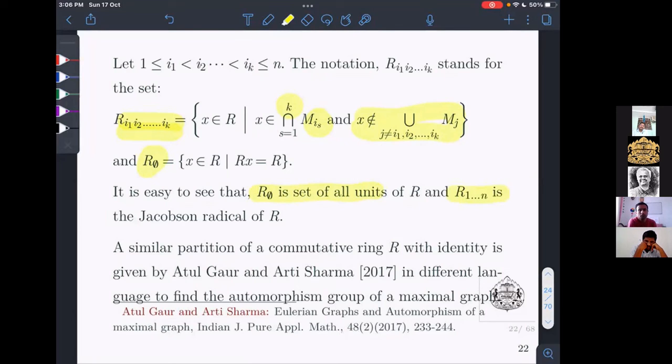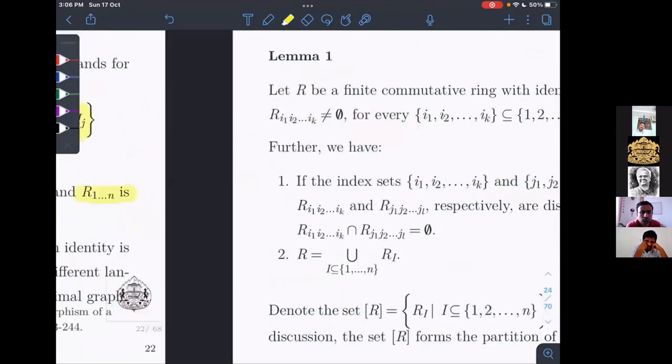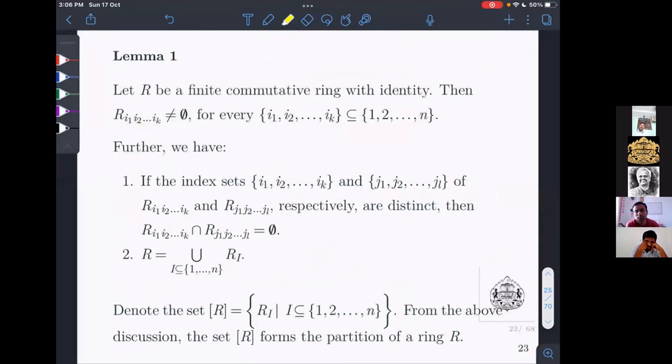And R_{1 to n} is the set of those elements which are in all maximal ideals. That means they are in the Jacobson radical. So this will be the Jacobson radical. So I think hopefully this partition is clear. Now, you can observe that this will give me a partition. R will be partitioned into sets.